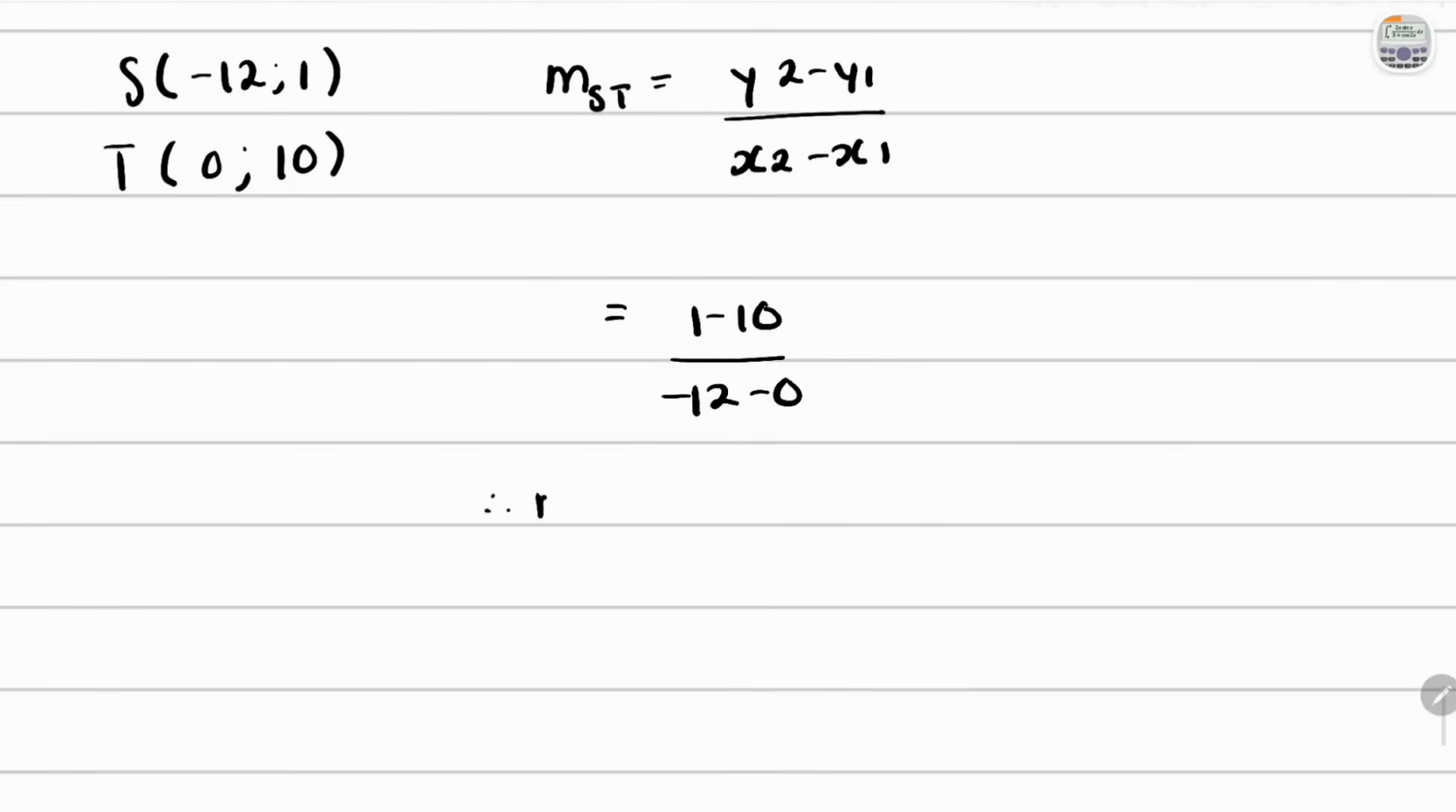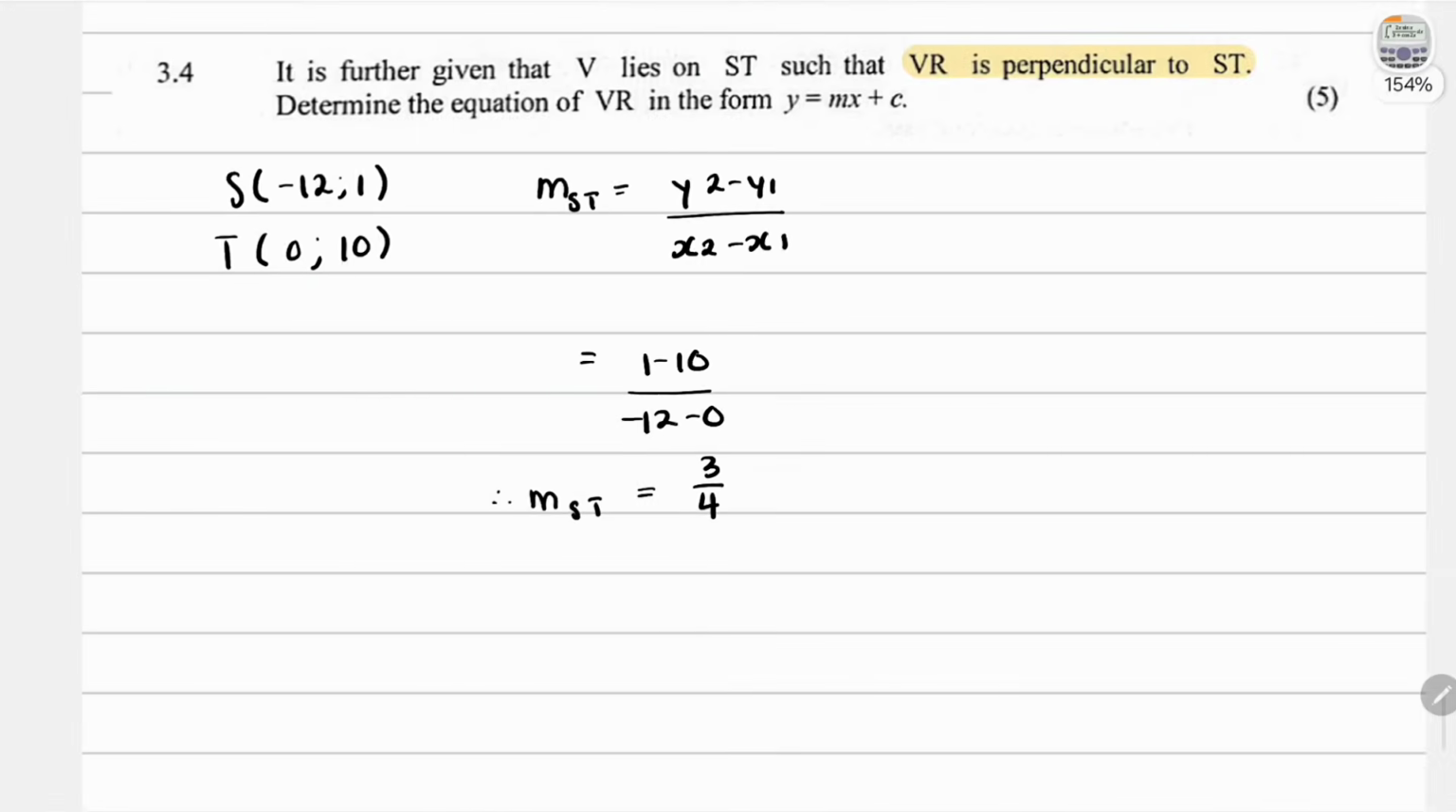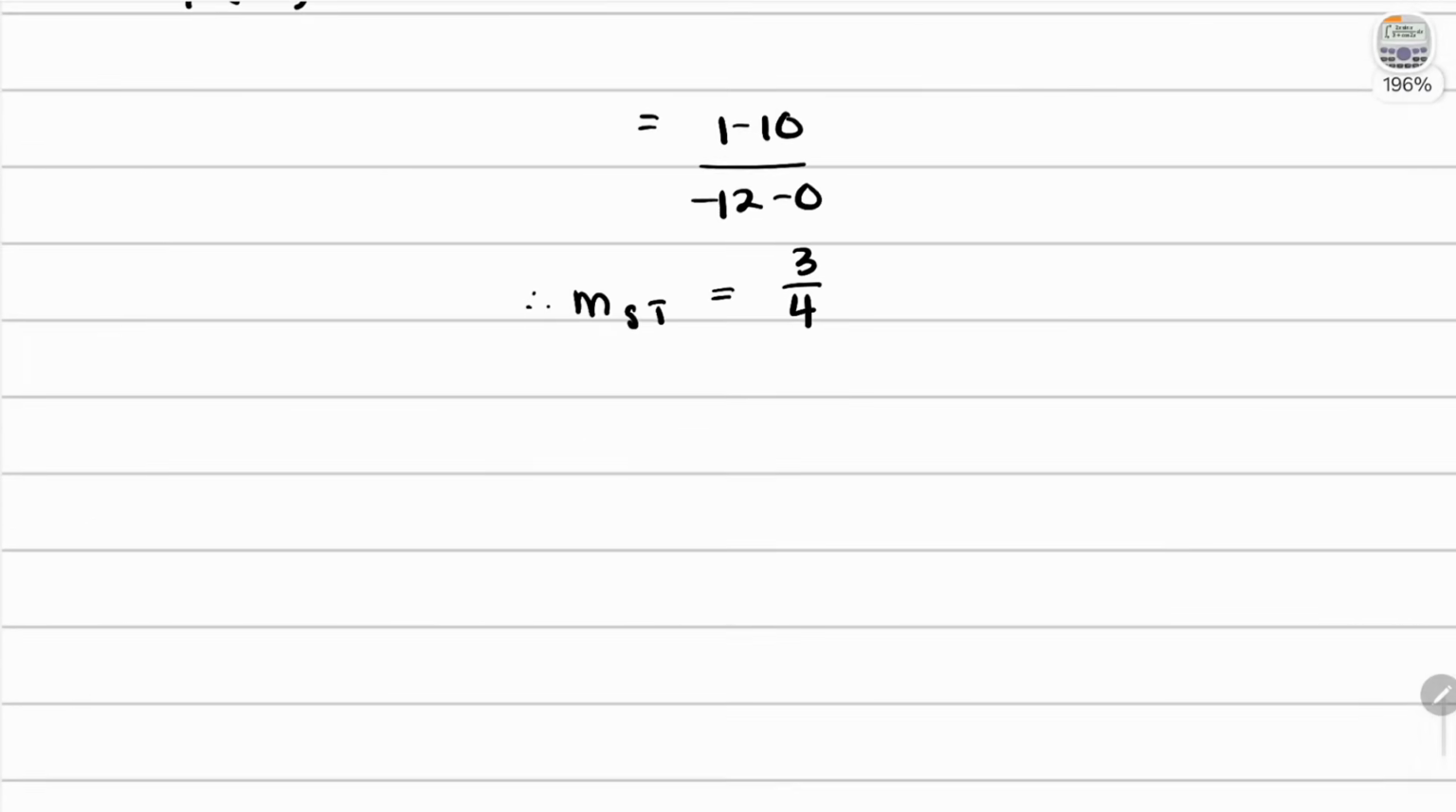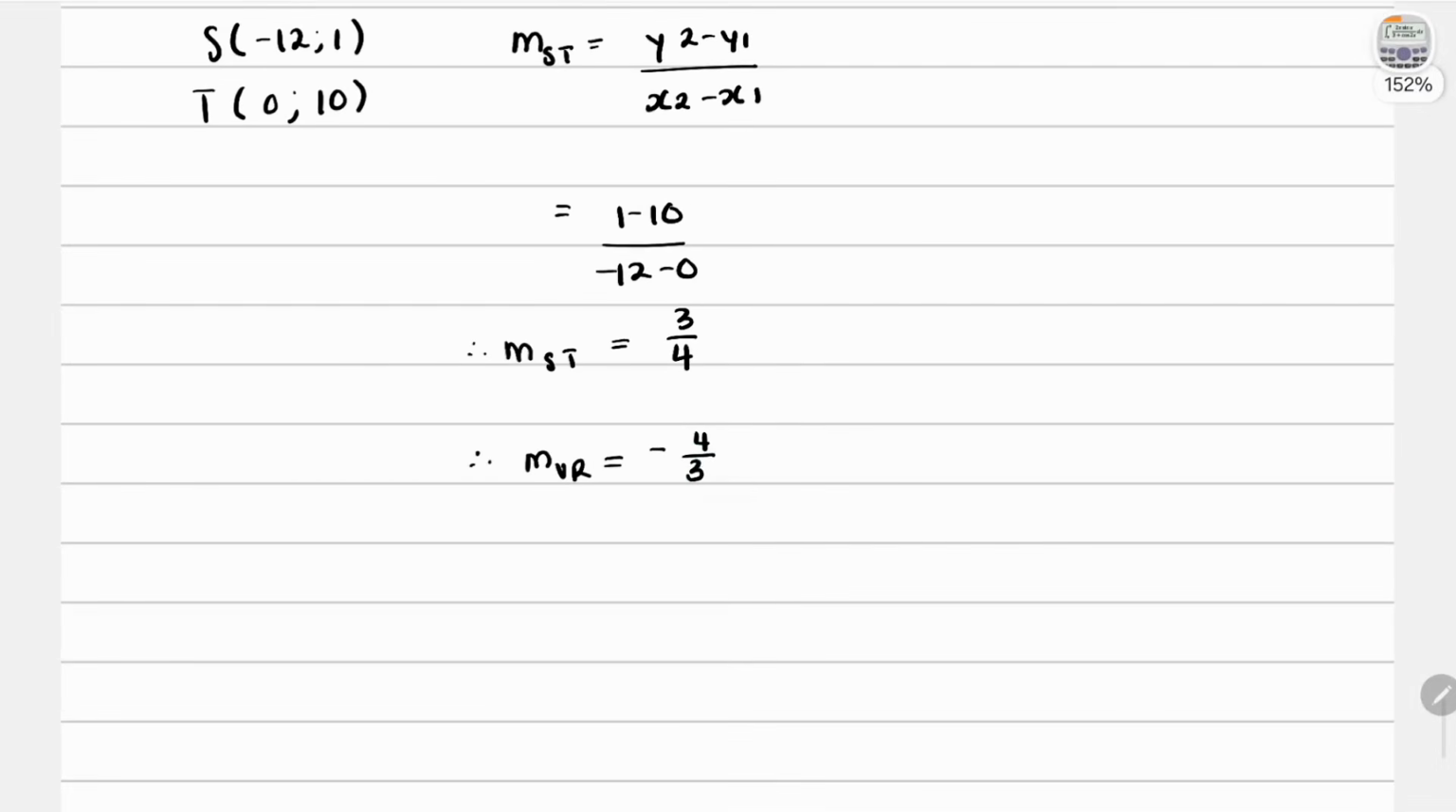And so the gradient of ST is going to give you -9, and that gives you -12, which would be positive at the end. But you see that they have a common factor of 3. So divide this by 3, you get +3 over +4. Okay, so the gradient of ST is just equal to 3 over 4. So since you know they are perpendicular, then the gradient of VR would be, remember, just multiply by negative and swap the numerator and denominator. So that's going to be -4/3. There we go. Okay, so we have the gradient of VR.